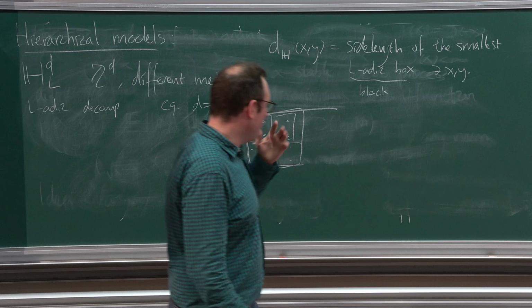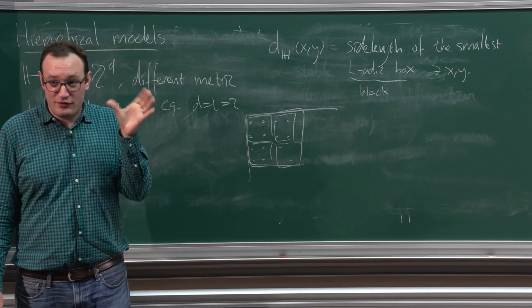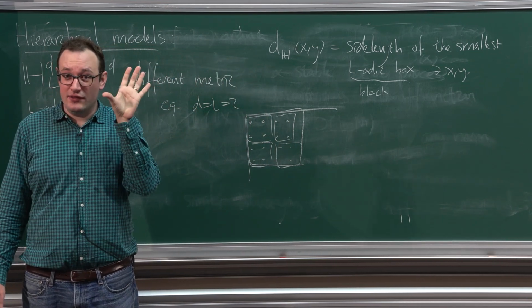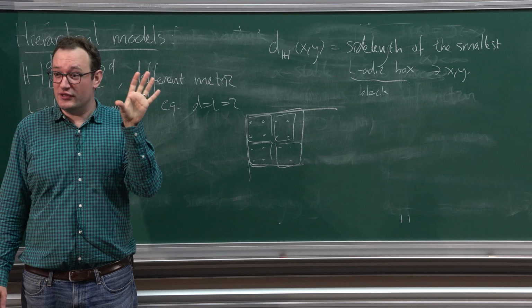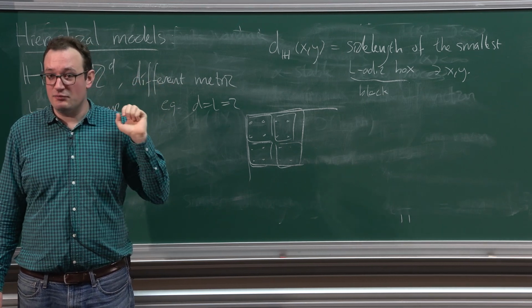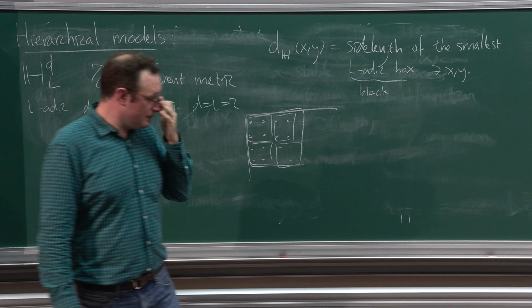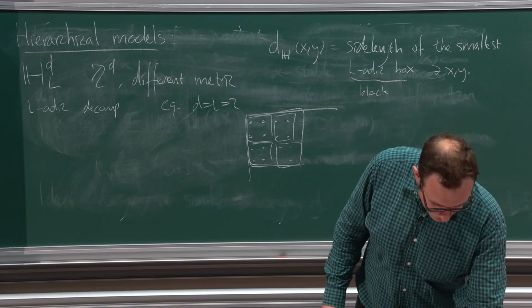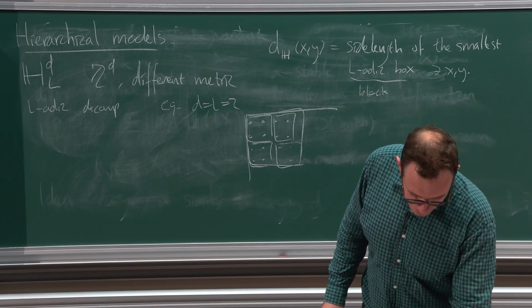So this has the property that for a generic pair of points, the distance will be of the same order as the Euclidean distance. But on the other hand, for some pairs of points, the distance is much larger than the Euclidean distance. Okay. Good.